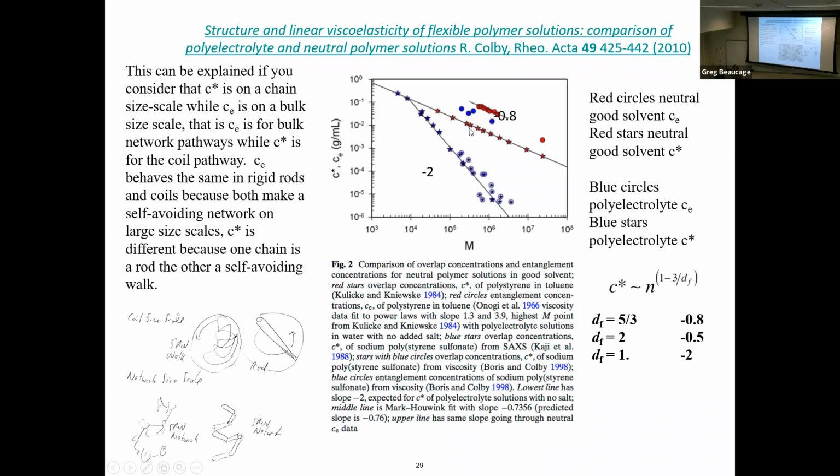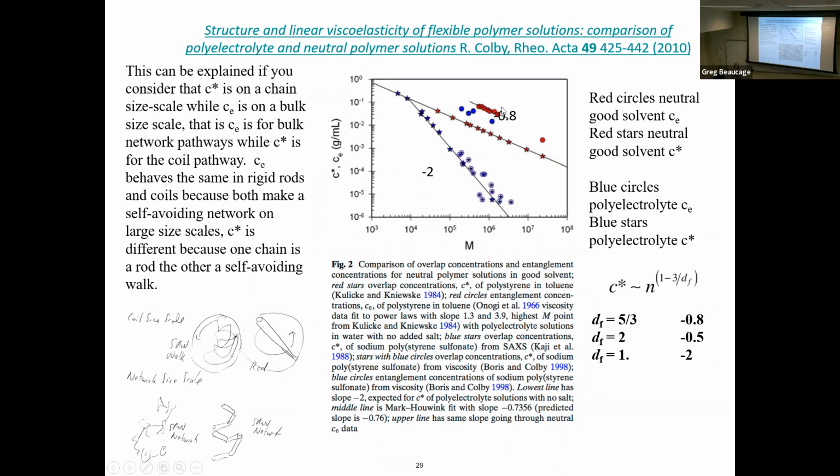So he has some explanation for why that happens. It can be the same, so C star can be kind of like C entanglement, or they can be quite a bit different because of the rigid rods. All right, so what he says in this paper is that they're measuring different size scales of phenomenon.